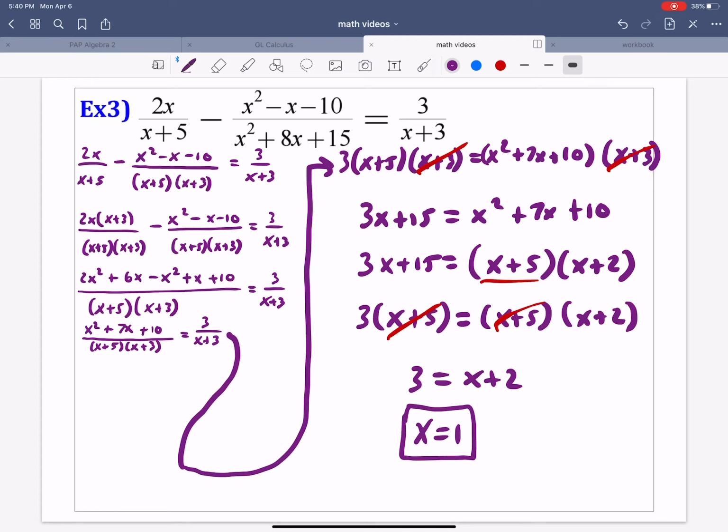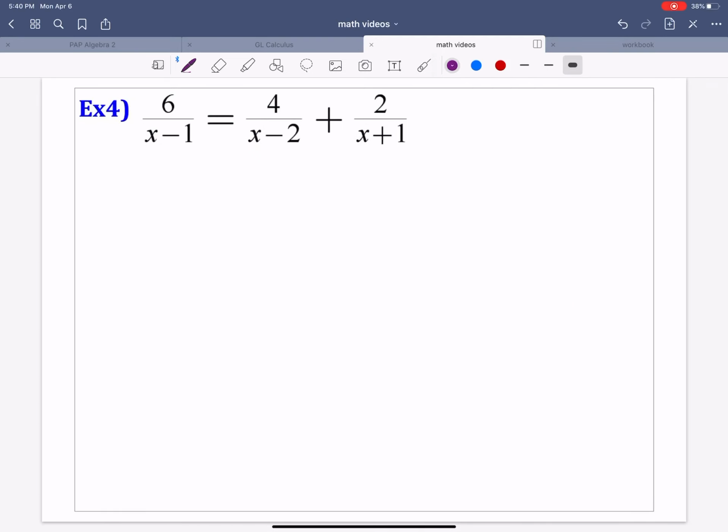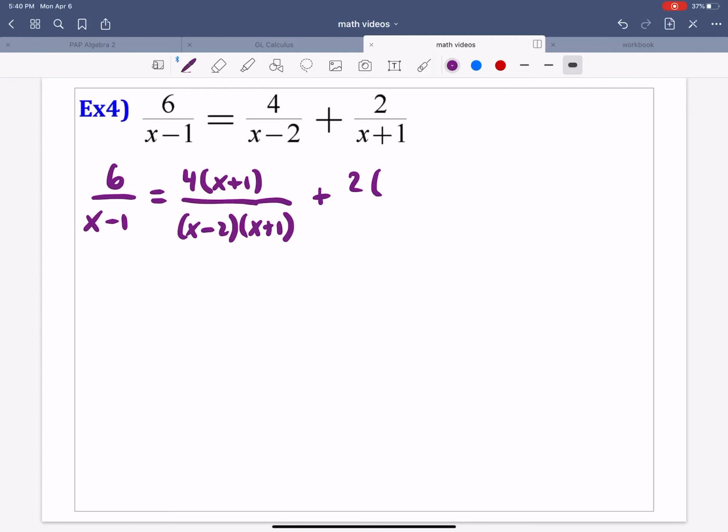All right, so for your next problem: 6 over x minus 1 equals 4 over x minus 2 plus 2 over x plus 1. If we find our common denominator on the right-hand side, it's going to be the product of x minus 2 times x plus 1. So I multiply the first fraction, top and bottom, by x plus 1. Then I multiply the second fraction by x minus 2 on both the top and the bottom.